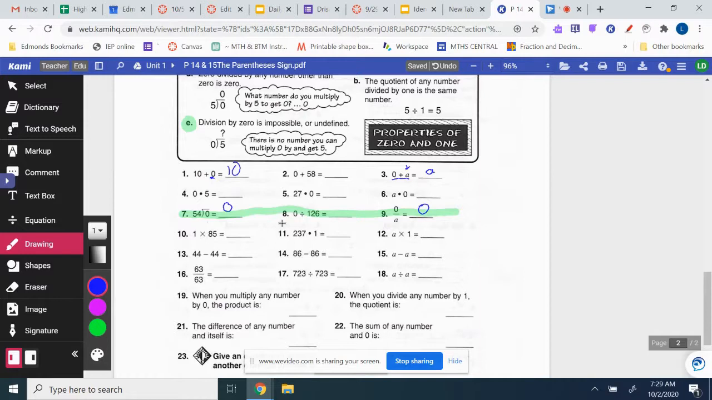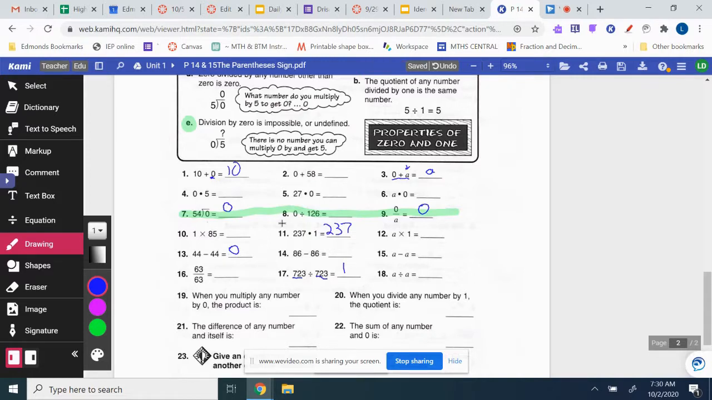All right. Number 11, we get into the identity for multiplication, which is anything times 1 is that number. So that'd be 237. So when you look at number 12, A is just a number, so keep it. And 44 minus 44, oh, that's easy. Oh, now 17 looks really hard. I want you guys to look at 17. It could be a scary number because that's a large number. But guess what? It's divided by itself. So it is 1.